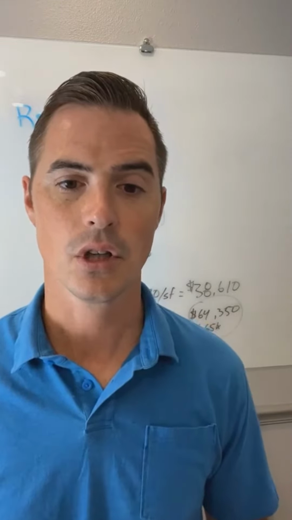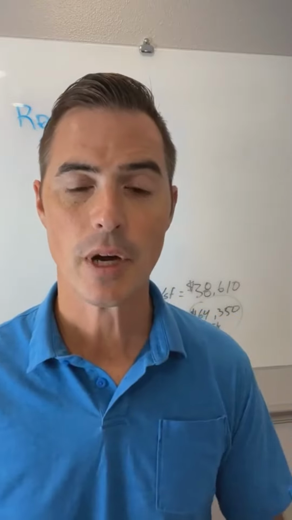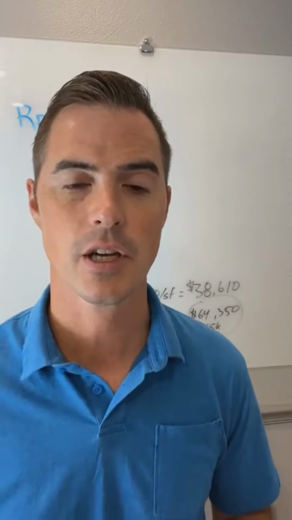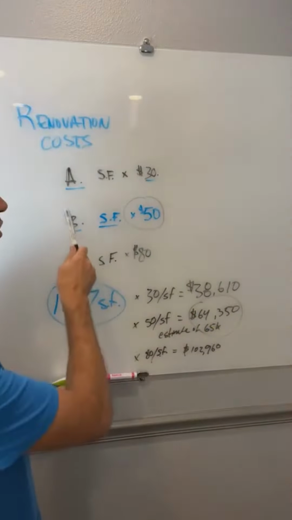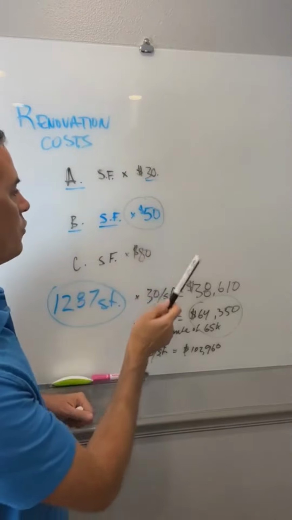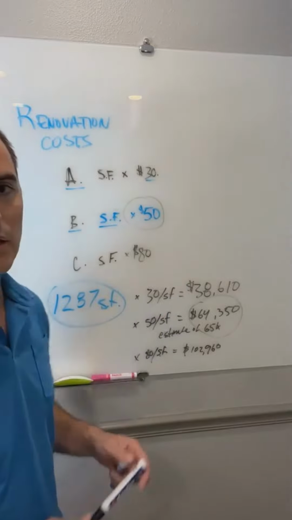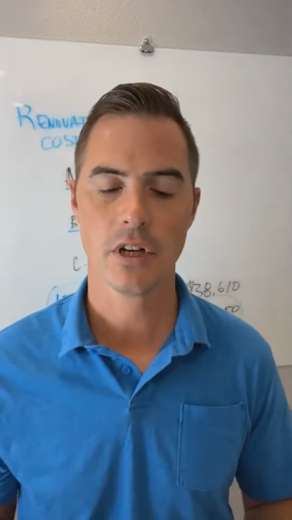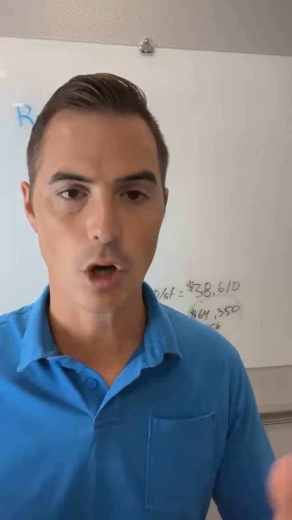So Carlos just jumping on, talking about the renovation costs, and we're talking about how you can use these figures. You can use for an A grade renovation, $30 a square foot, $50 a square foot, $80 a square foot, and it'll be very, very helpful for you to get at least a ballpark idea.